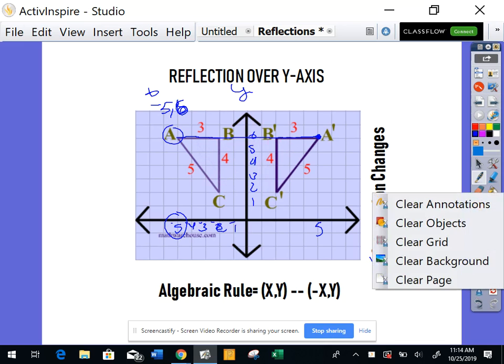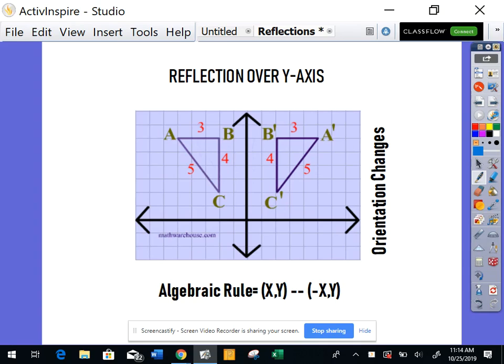You'll notice this one on the left, the A is on the top left, but when we reflect it, the A is now on the top right. So the orientation changes, okay? The orientation changed from triangle to triangle, all right?